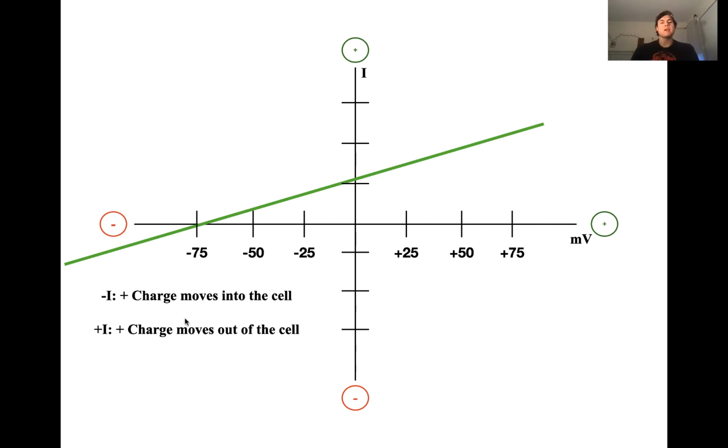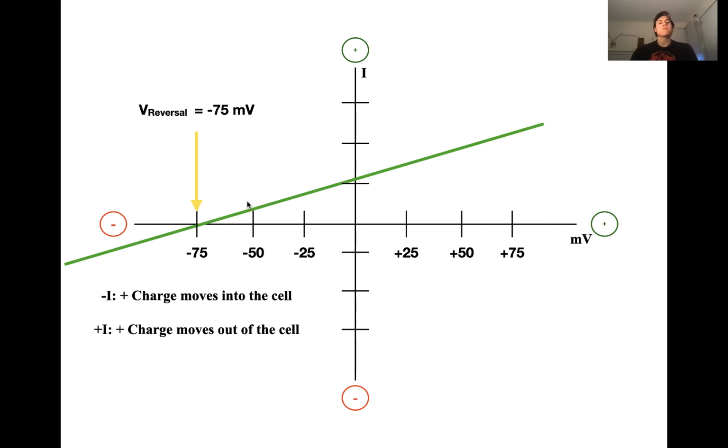And what we see here on this graph is an important point. And the important point is this point, which is the reversal potential. The reversal potential is the cell membrane potential at which the outward current moving through an open channel is going to be equal to the inward current moving through an open channel. So therefore, the net current will be 0 at this reversal potential. And for the GABA receptor, the reversal potential is going to be negative 75 millivolts.